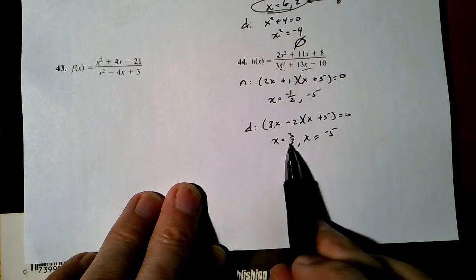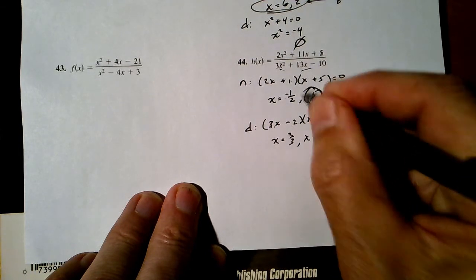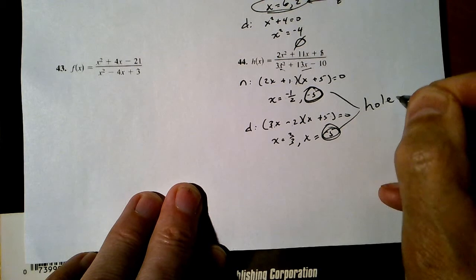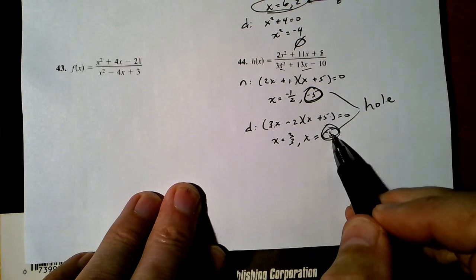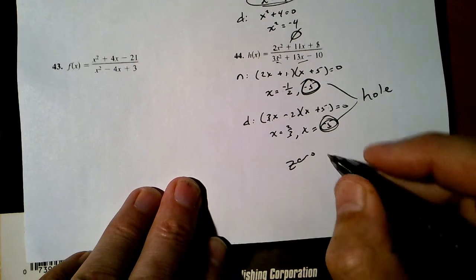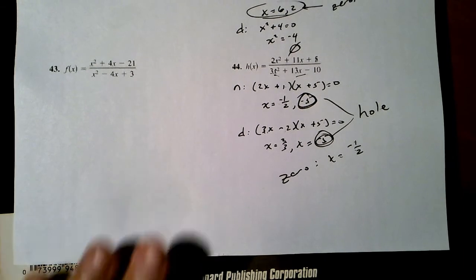These both, negative 1/2 and negative 5, want to be zeros. However, this is an indication they're not. It's not a zero. It's not a vertical asymptote. It's a hole in the graph. So my only zero is x equals negative 1/2. And that probably is worth checking on the calculator.